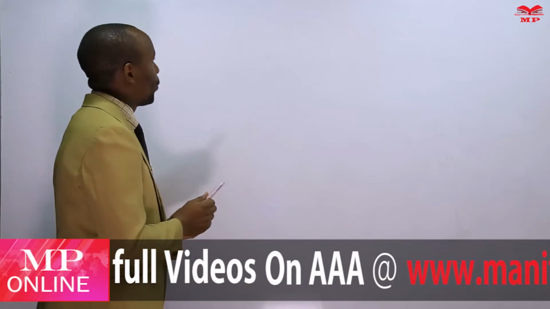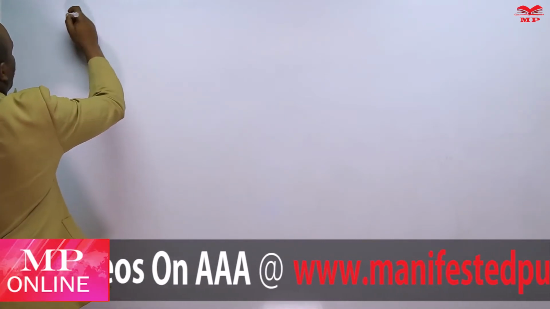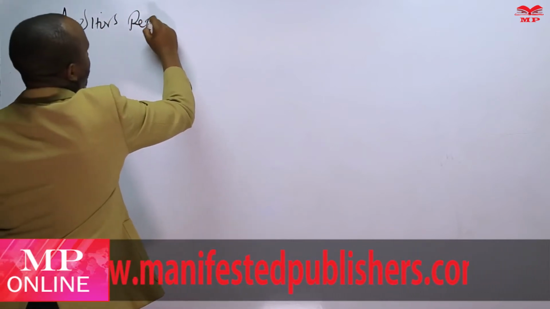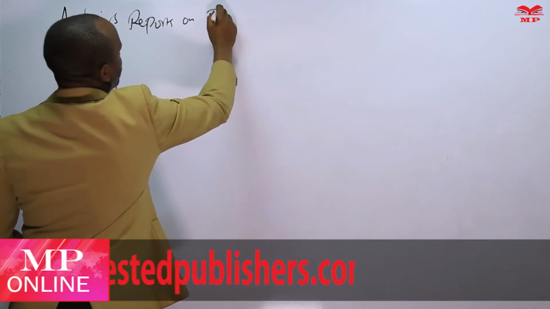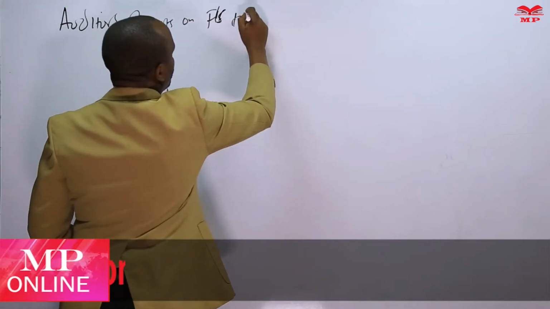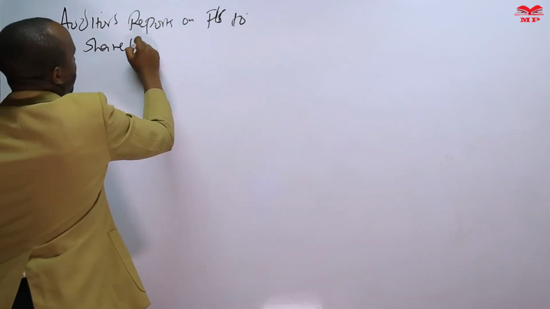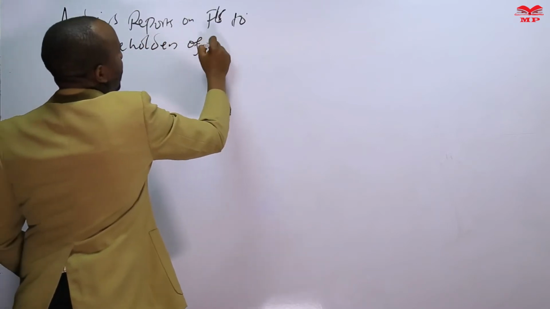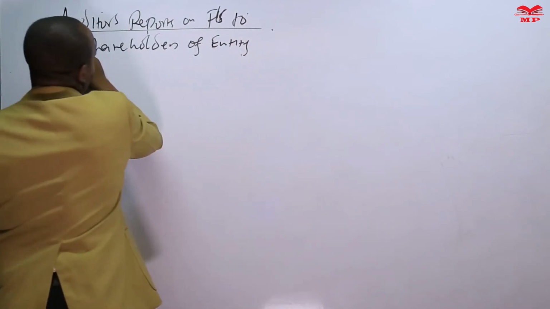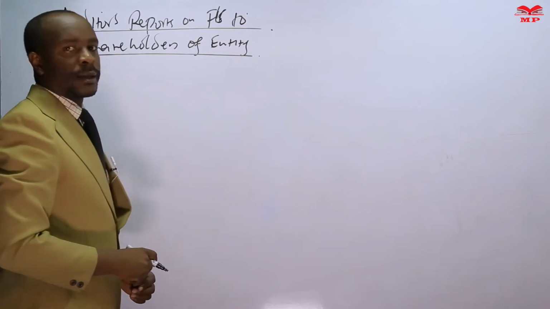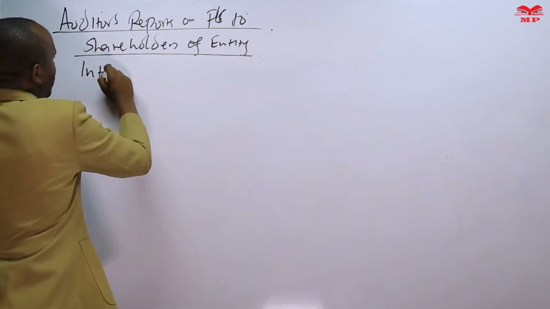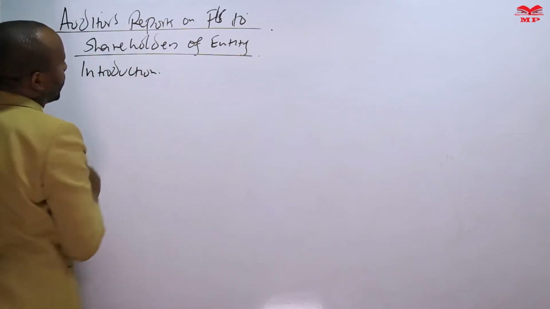Let's first of all highlight what we are going to be working on. We are looking at a topic known as Auditor's Report on Financial Statements, or the auditor's report to the shareholders of an entity. This topic is divided into 2 main lessons. The first part covers the introduction, and let me explain the part that we are going to be looking at.